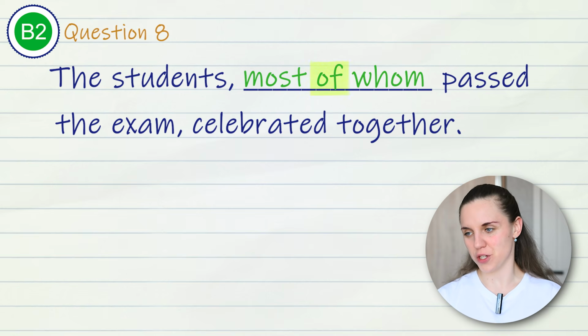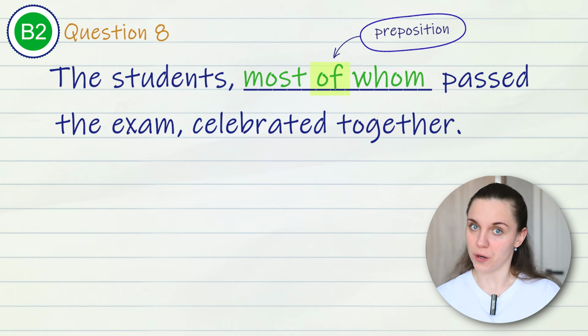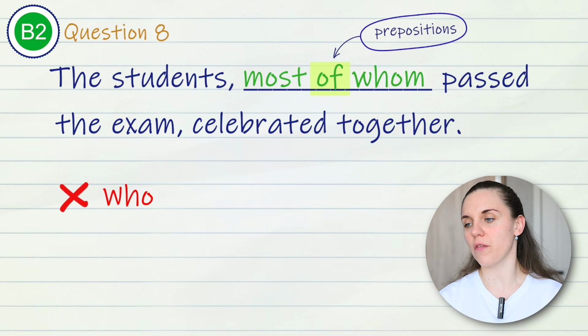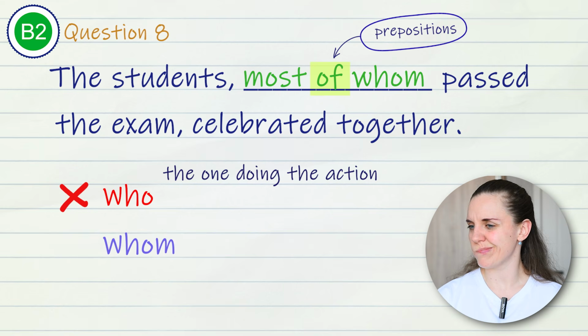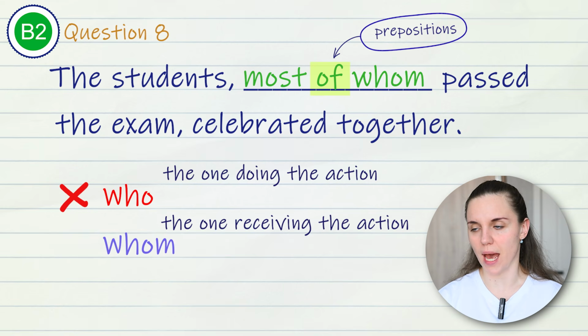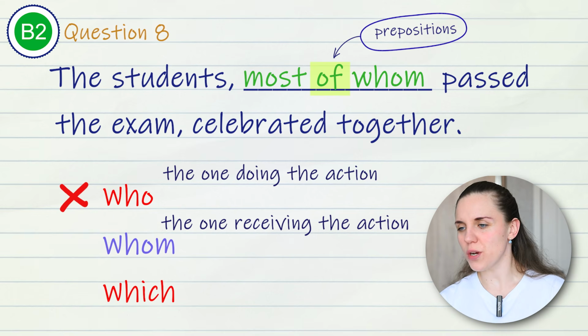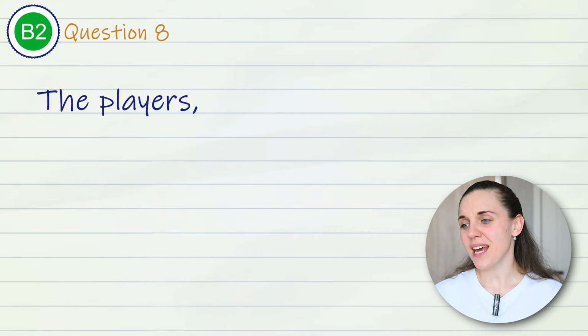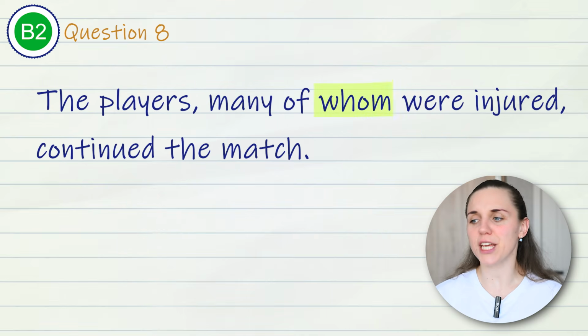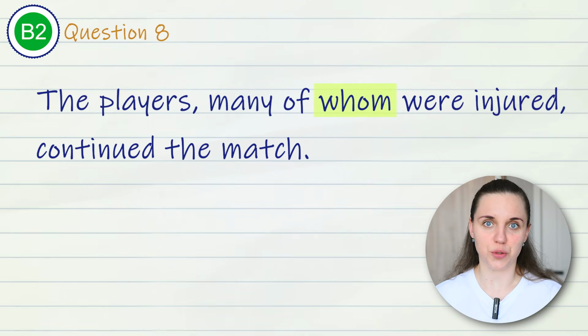Why? After prepositions, we use whom for people. And guys, what's the difference between who and whom? Let's take a look. Who is the subject of a clause, the one doing the action, and whom is the object of a clause, the one receiving the action. What about which? Which is for things, not for people. It is wrong here. Another example, the players, many of whom were injured, continued the match.